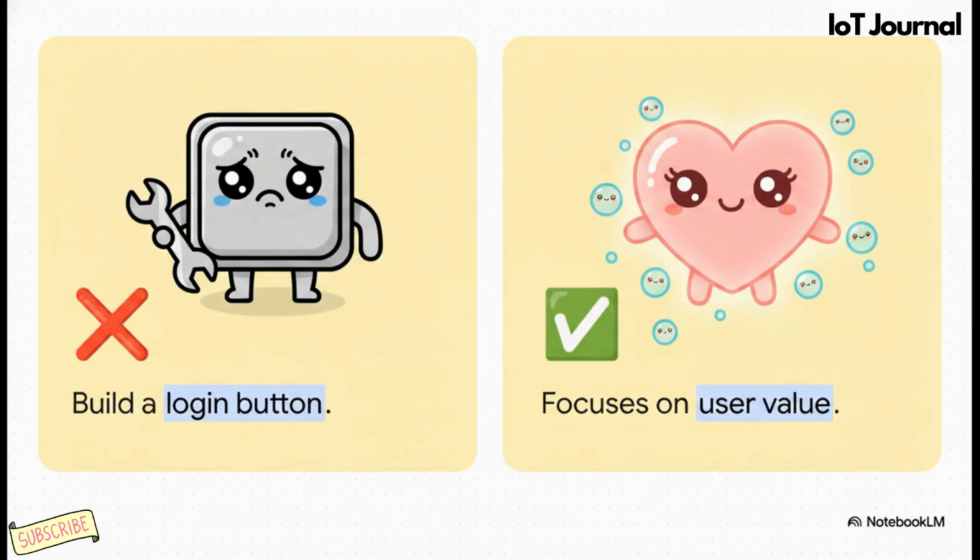Think about the old way for a second. You write a task like, build a login button. It's purely technical, right? But here's the thing. Stakeholders are fantastic at knowing what their problems are, but they are generally pretty terrible at defining the exact technical solutions. The new way, using user stories, focuses entirely on the user value and the why behind the request. It stops us from building the wrong things just because we blindly followed a rigid checklist.